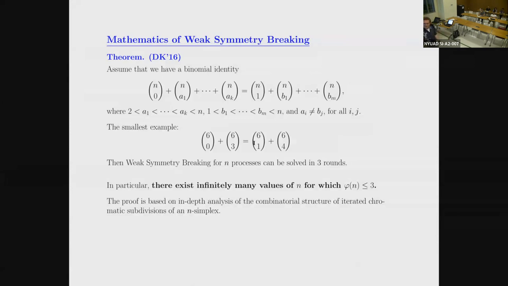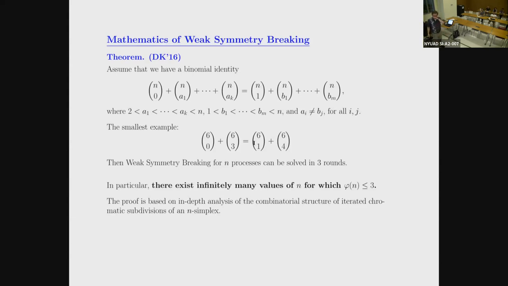But it turns out that, for example, for six, the first question is six. It's the first number which is not a prime power. And for six, it turns out you can do it in three rounds, even though nobody has a protocol. Depends on what you mean by that, but that's a matter of lively discussion.